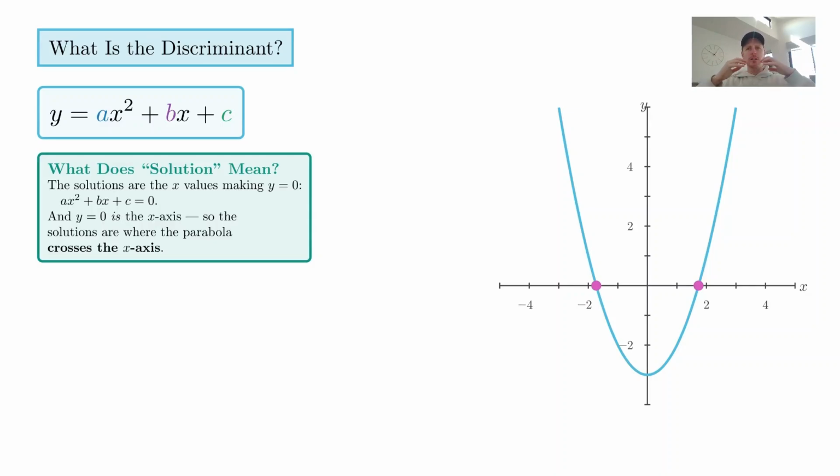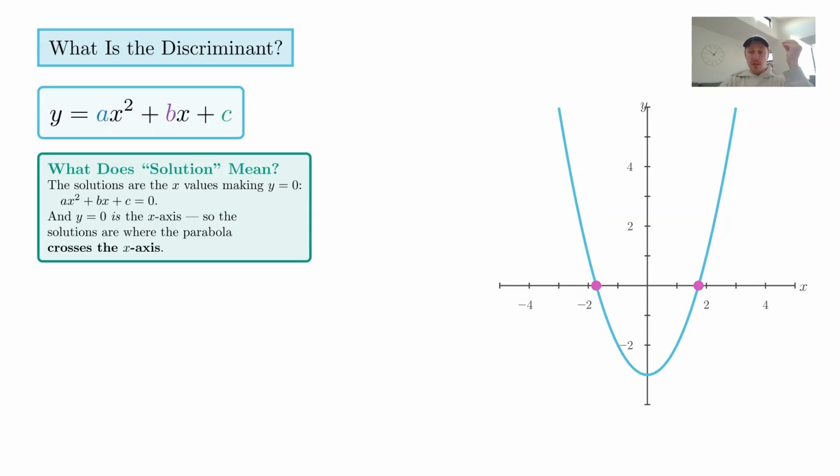So we might want to ask the question, what do we mean by solutions? Solutions to what? Well, it's solutions to this function, ax squared plus bx plus c equaling 0. We're interested in where this line crosses the x-axis, and that's what we call solutions. That's what we mean when we say that throughout the rest of the video.